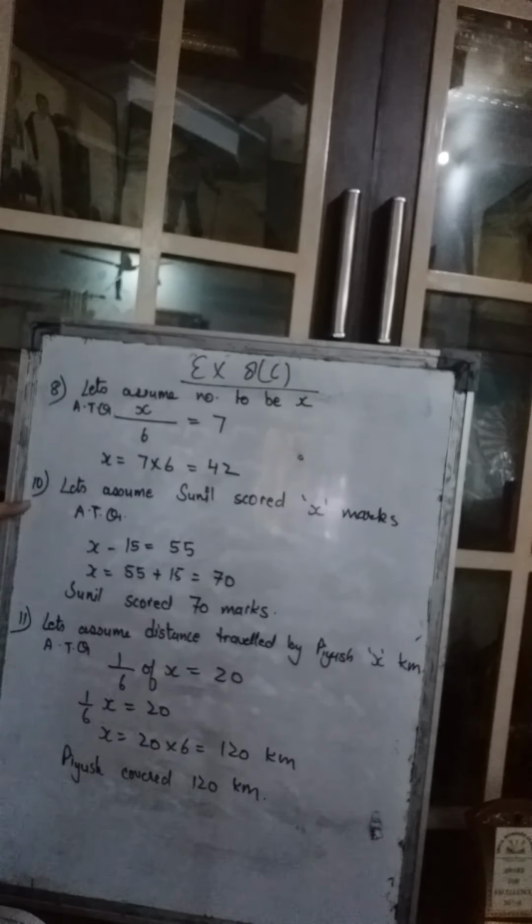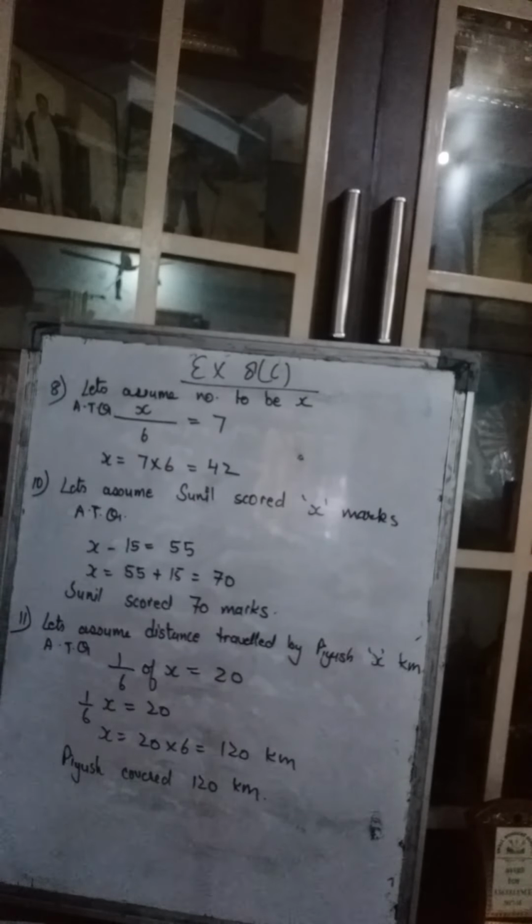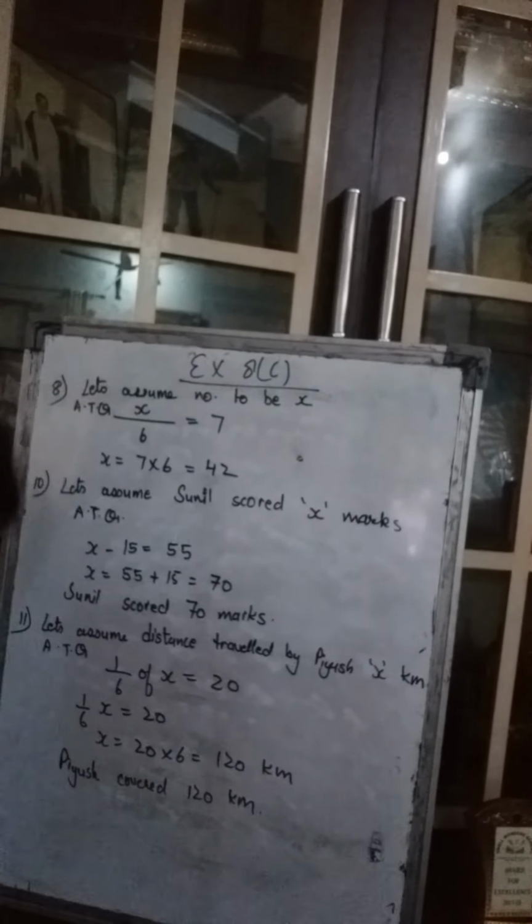Now let's do the 10th question. It says 15 less than the marks scored by Sunil is 55. How many marks did Sunil score? Whatever is unknown to us, let's assume that to be x. So they are asking how many marks did Sunil score. We do not know. So let's assume Sunil scored x marks.